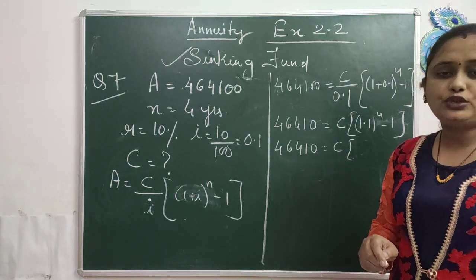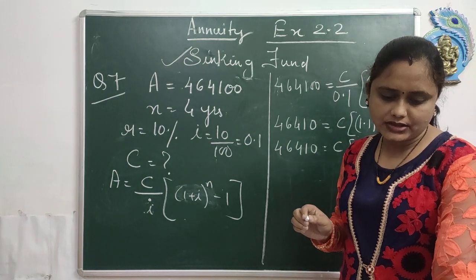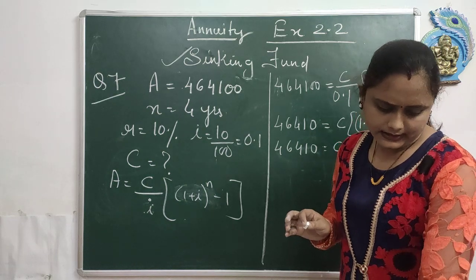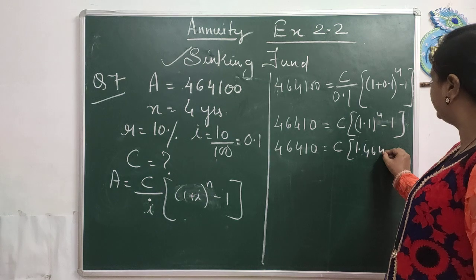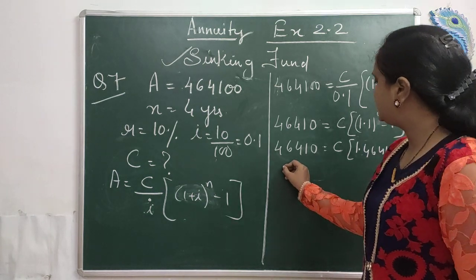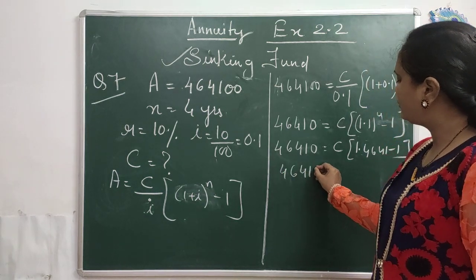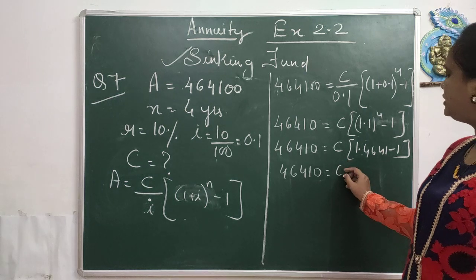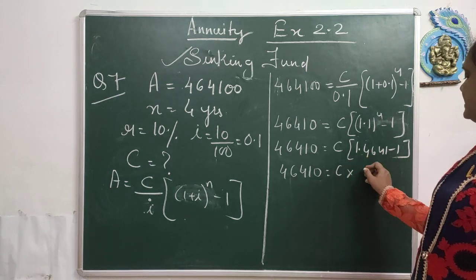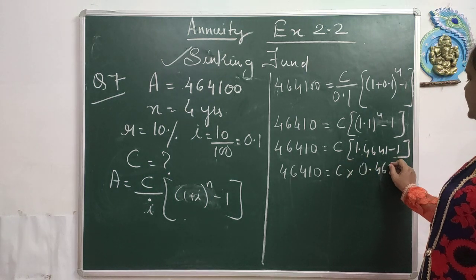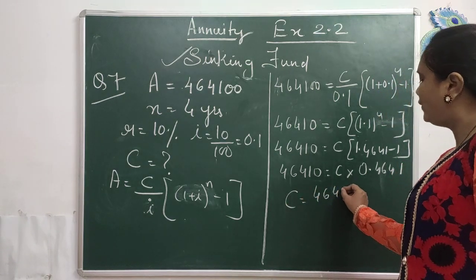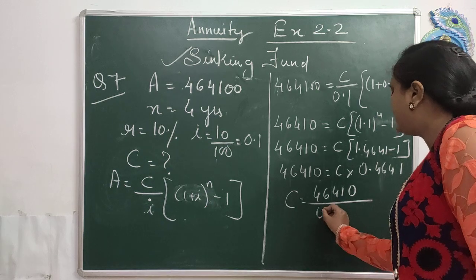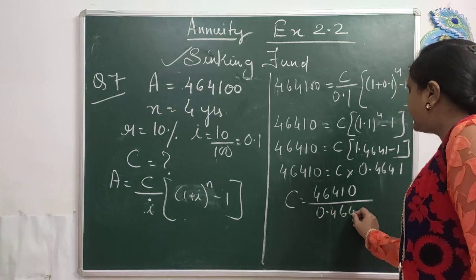So 1.1 to the power 4 is given in the question only, that is 1.4641 minus 1. So 46410 is equal to C into this minus 1, that is 0.4641. So C is equal to 46410 divided by 0.4641.